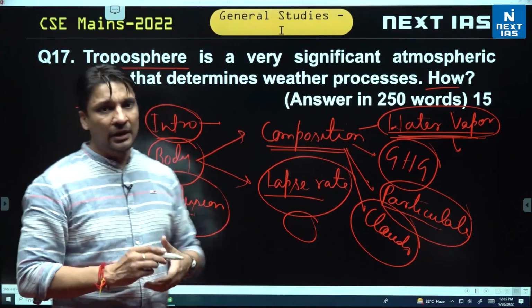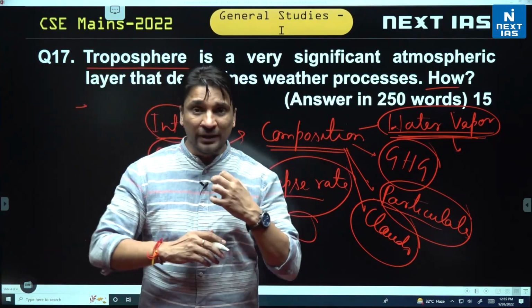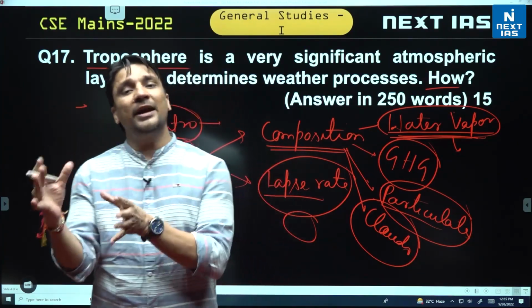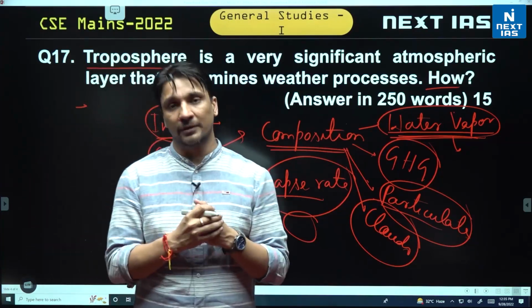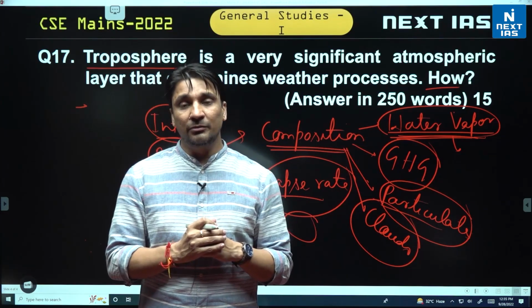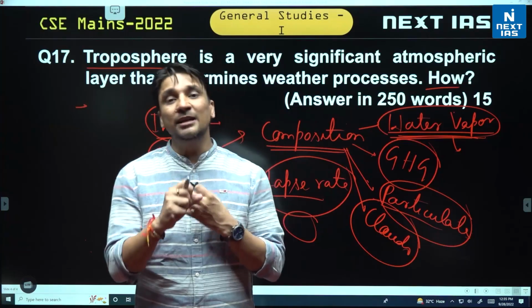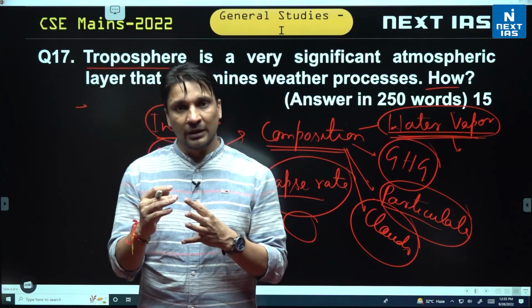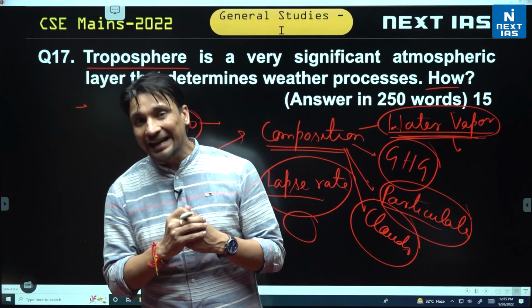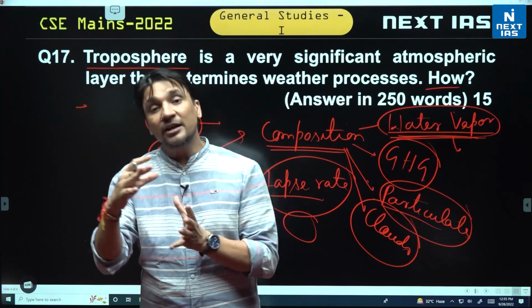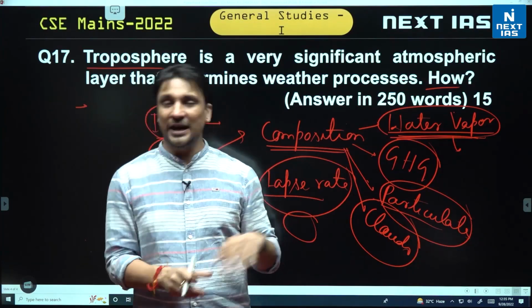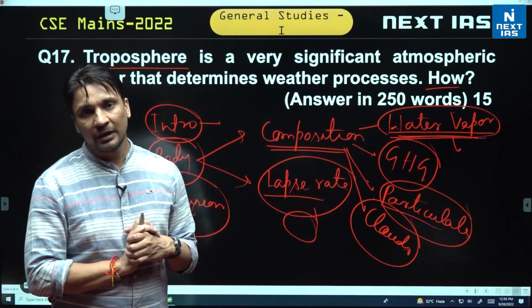And in conclusion, we can write that human activities like burning of fossil fuels and deforestation have modified the composition of troposphere. We have increased concentration of greenhouse gases, correct? And because of that, the meteorological processes are changing. The risk of extreme weather events like thunderstorms, cloudburst, cyclone, etc. has increased and is continuously increasing due to global warming and climate change. That was the conclusion to this question.